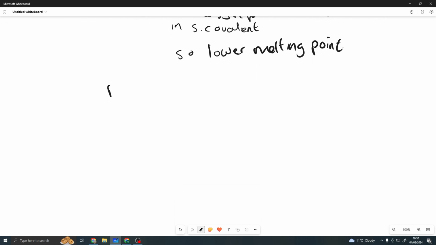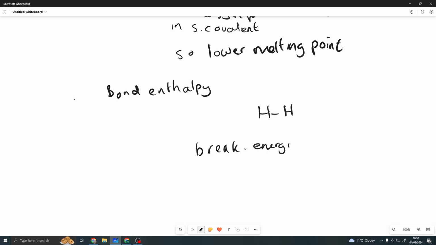Now, the next one was bond enthalpy. Now, we spoke about bond enthalpy. They always give you a bond enthalpy question, okay? Now, this may be called bond energy, whatever it is. Now, we know, for example, this is your H-H bond, okay? When you break this, you have to put energy in. So it's endothermic. When these are formed, it's energy out, and this is exothermic.